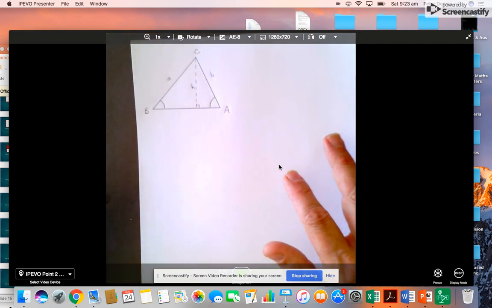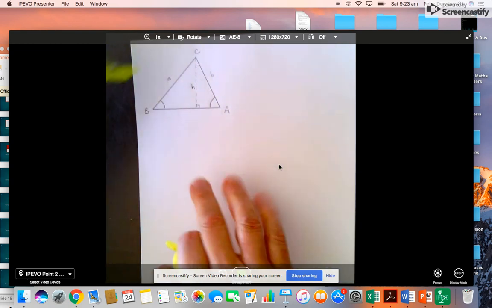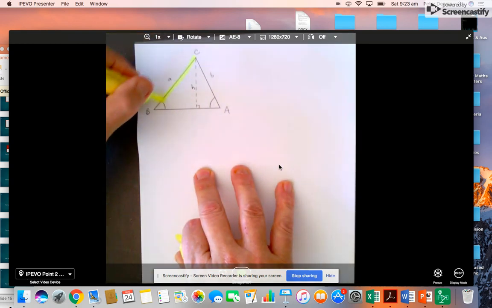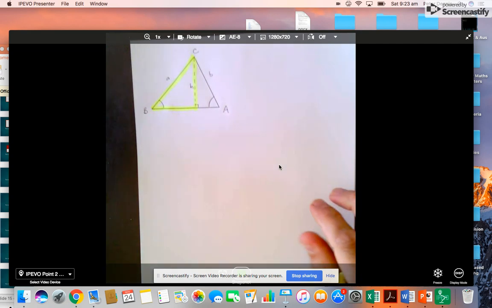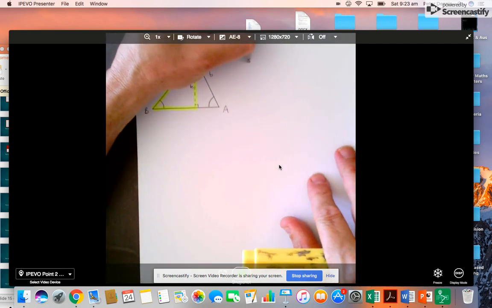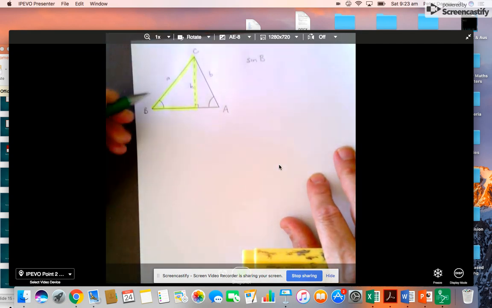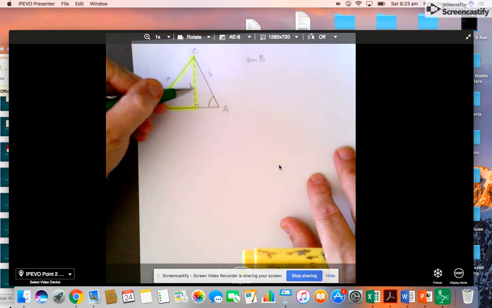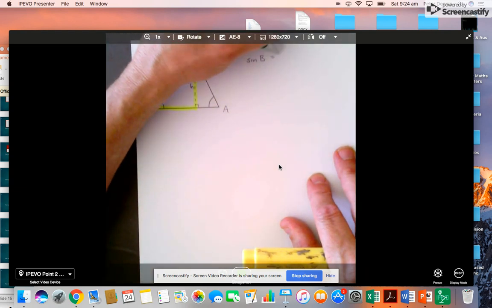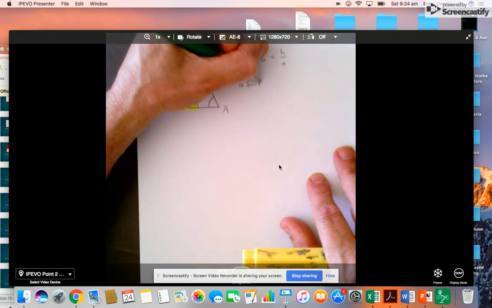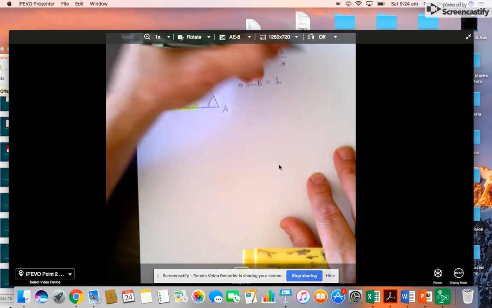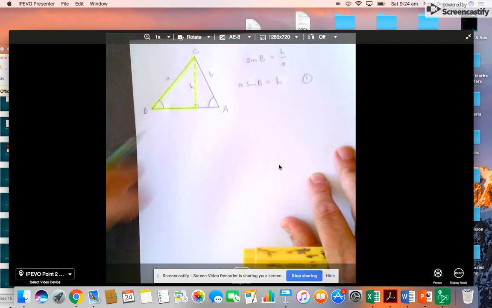And what we're going to do, we're going to look at the two triangles. So the first triangle we'll look at is this triangle here. And what do we know about that triangle? It's a right angled triangle, and the sine of B, the sine of this angle here, is opposite over hypotenuse. So H over A, or A sine B equals H. And that's like formula number one, if you want to call it something.